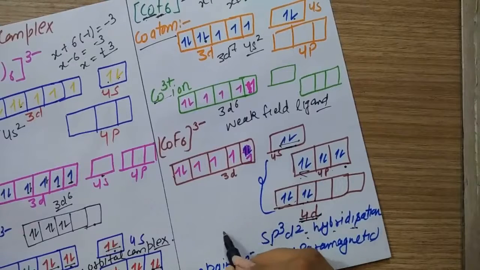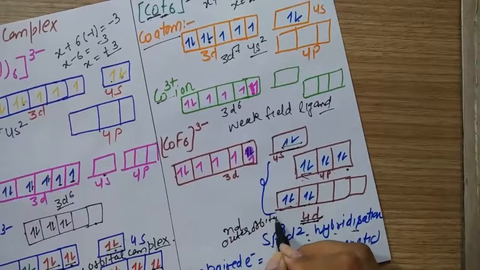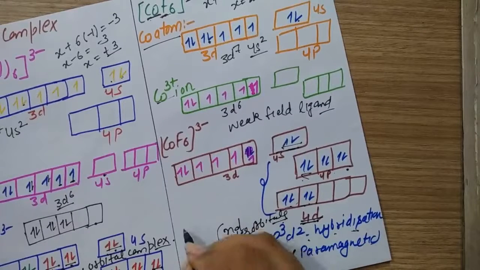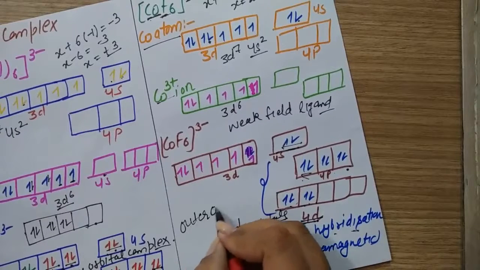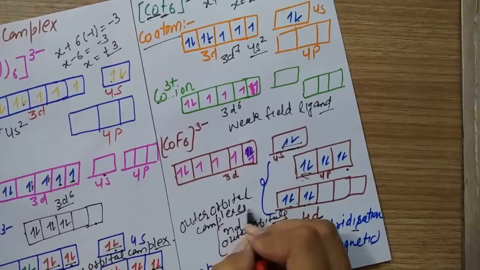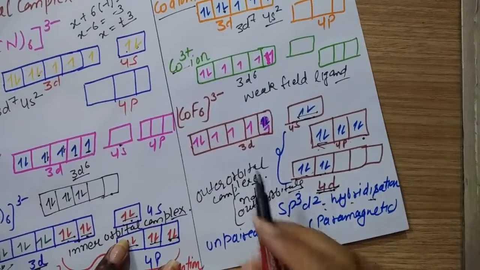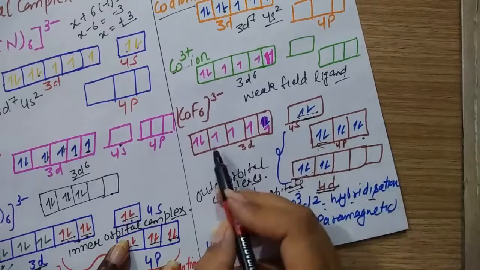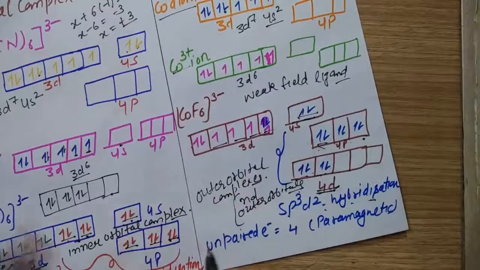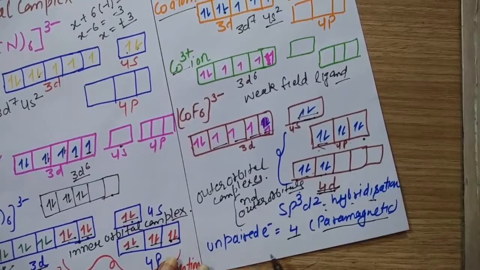sp3d2 hybridization. Since the electrons enter the nd orbitals, the outer orbitals, this is an example of an outer orbital complex. We can also find the magnetic moment, as the number of unpaired electrons here is 4. So when we have unpaired electrons, the coordination compound is paramagnetic in nature, and we can also find the magnetic moment.